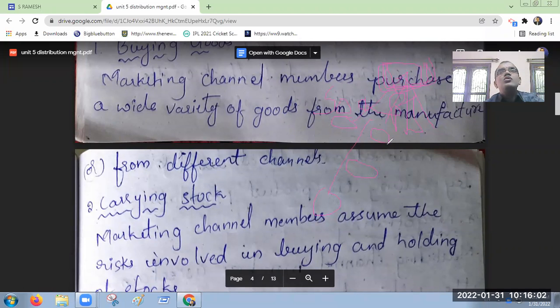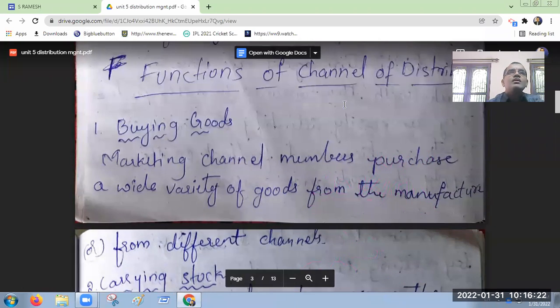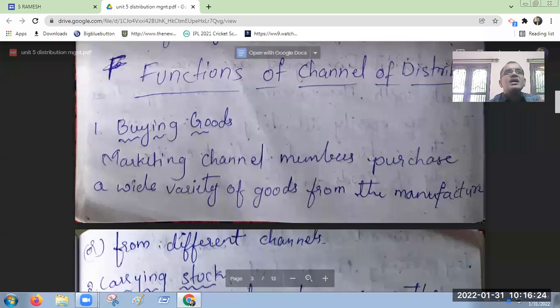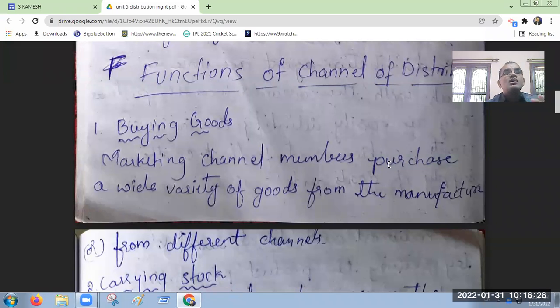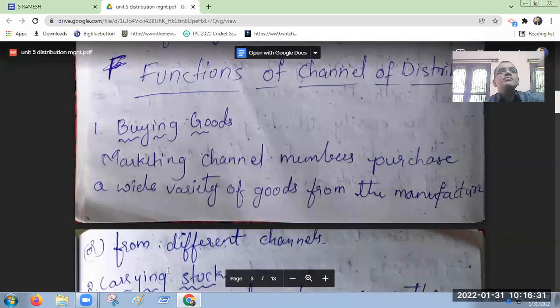They are made available to the ultimate customers by the channels of distribution, wholesaler or retailer or agent. What they are going to do is, they are going to acquire these different kinds of products and services from the producer, and they are made available to the customer. So what they are doing, they are buying different kinds of goods. They are purchasing different kinds of goods of different quantity, of different quality from the manufacturer, from the producer.